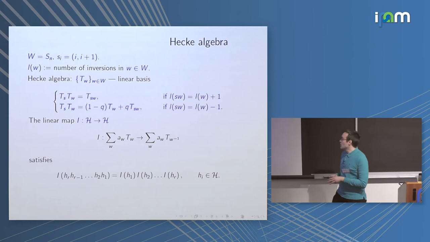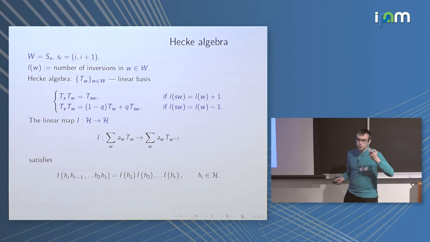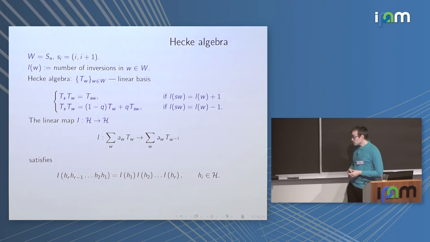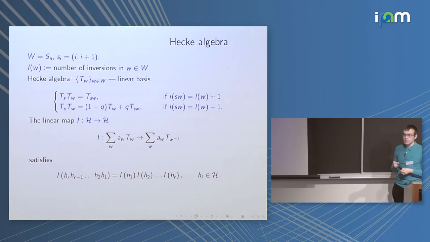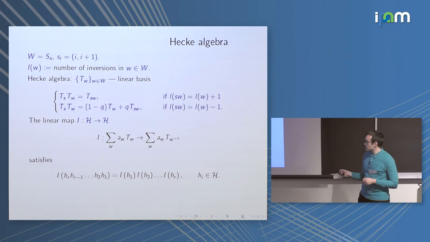It's almost like a homomorphism. If we apply it to a product of elements in the Hecke algebra, we get the product of these elements, but we just need to reverse the order. So the multiplication here goes from H_R to H_1, and here they go in the opposite direction. Morally, this nice map is what implies the connection between the results about second-class particles and the results about systems without second-class particles, just particles and holes. So this is the Hecke algebra, and this is one particular nice involution in it.